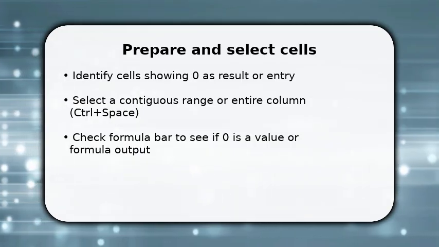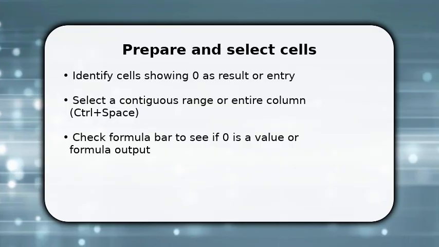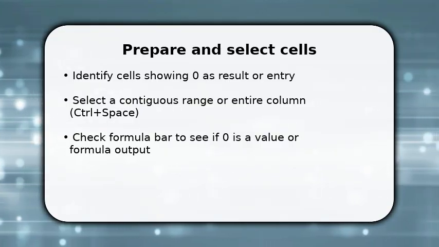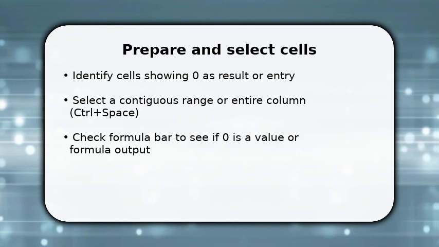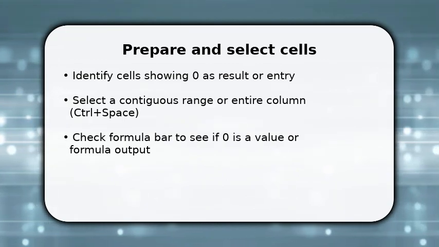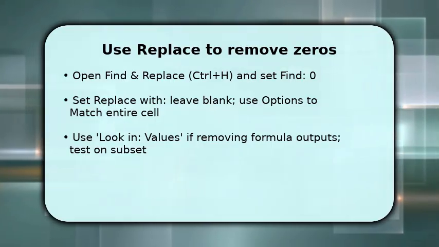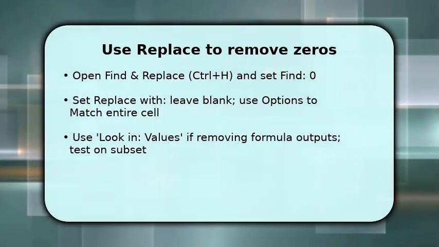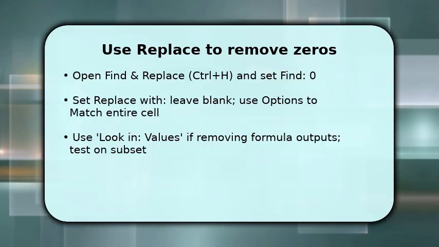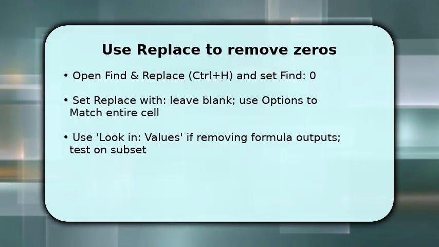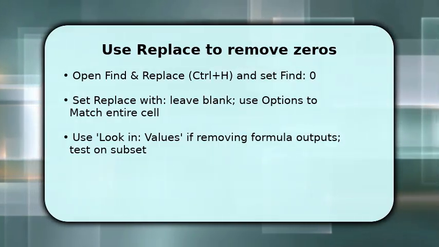Otherwise, proceed to replace. Make sure to note whether blanks matter for other formulas before you remove zeros, because replacing will affect dependent calculations. Now use Find and Replace to remove zeros safely. Press Ctrl+H, enter 0 in Find What and leave Replace with empty. Click Options and choose Match Entire Cell to avoid changing 10 or 20.